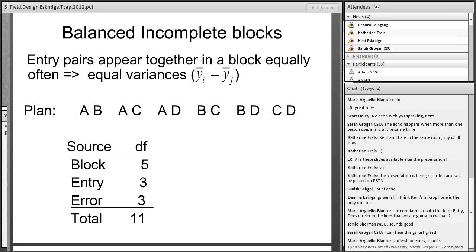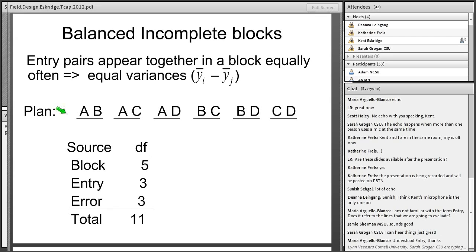Okay, so here's the plan. Let's assume that I only have 4 treatments or 4 entries called A, B, C, and D. And they have blocks of size 2. So here are the blocks. Here's the first block with A and B in it. Here's the second block with A and C in it, and so on.